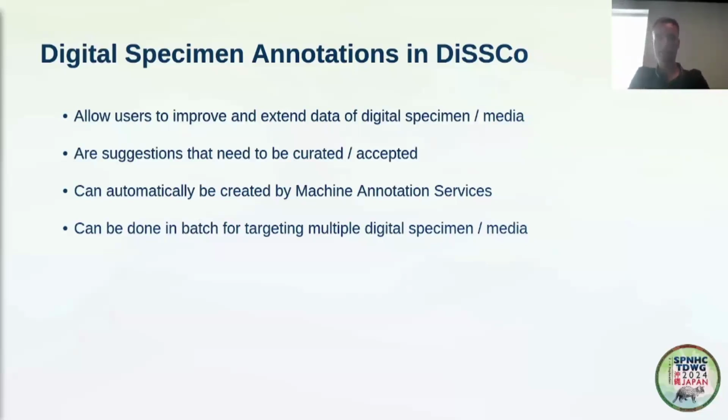Annotations can also be automatically generated by things we call machine annotation services, which often use machine learning to detect new values. These also still have to be curated by human users, of course. And finally, we provide batch functionality that allows the annotation of multiple digital specimens or media at the same time.